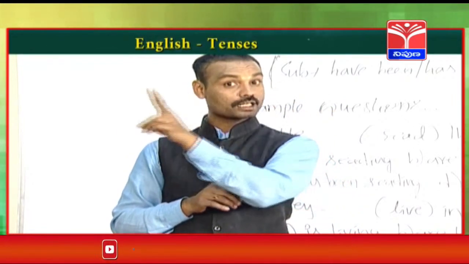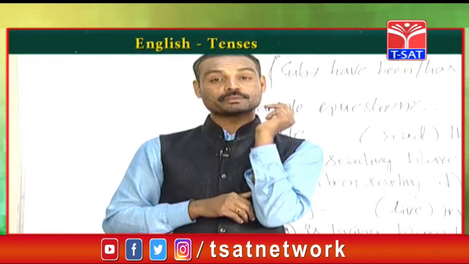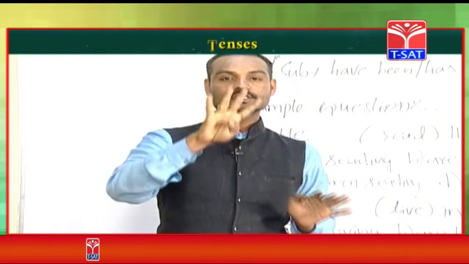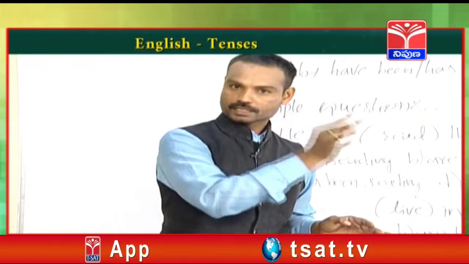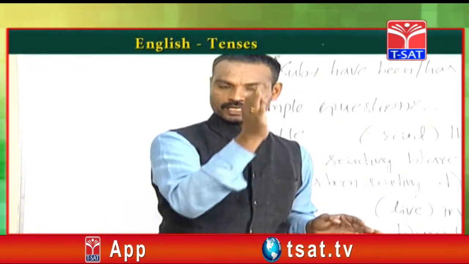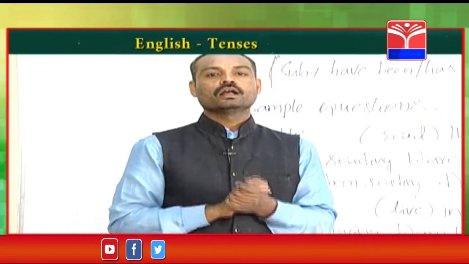In simple present tense there are 2 helping verbs. I am sorry, I forgot to tell you the helping verbs of simple present tense. They are do and does. Okay, right. So 4 types of sentences will be there in every tense. They are positive sentences, negative sentences, interrogative sentences, and negative interrogative sentences.